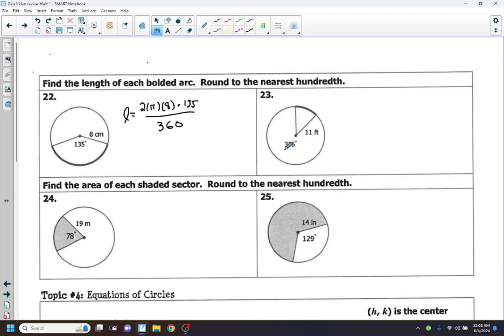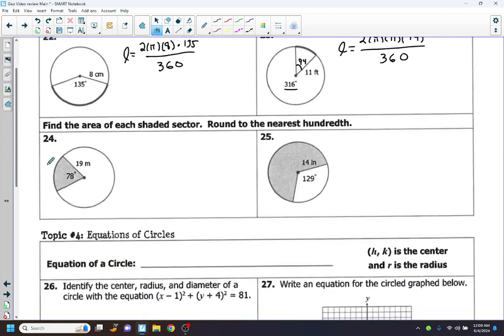In this case, this angle is 316, which makes this angle the leftover after 360. So 360 minus 316 is going to be 44. So this is 44 here. With that in mind, the little arc length is going to be 2 times pi times my radius, which is 11 in this case, times my theta, which is 44, all over 360.